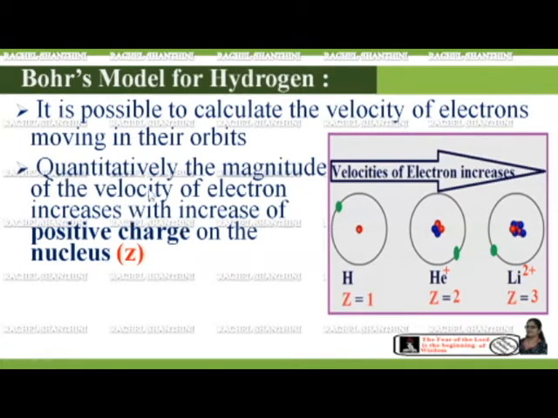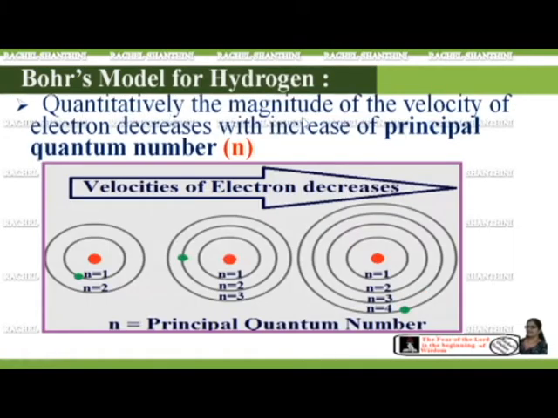It is possible to calculate the velocity of the moving electron in their orbits. Quantitatively, the magnitude of the velocity of the electron increases with increase in the positive charge on the nucleus. That is, the velocity of the electron increases with increase in the atomic number Z. Likewise, quantitatively, the magnitude of the velocity of the electron decreases with increase in the principal quantum number n.